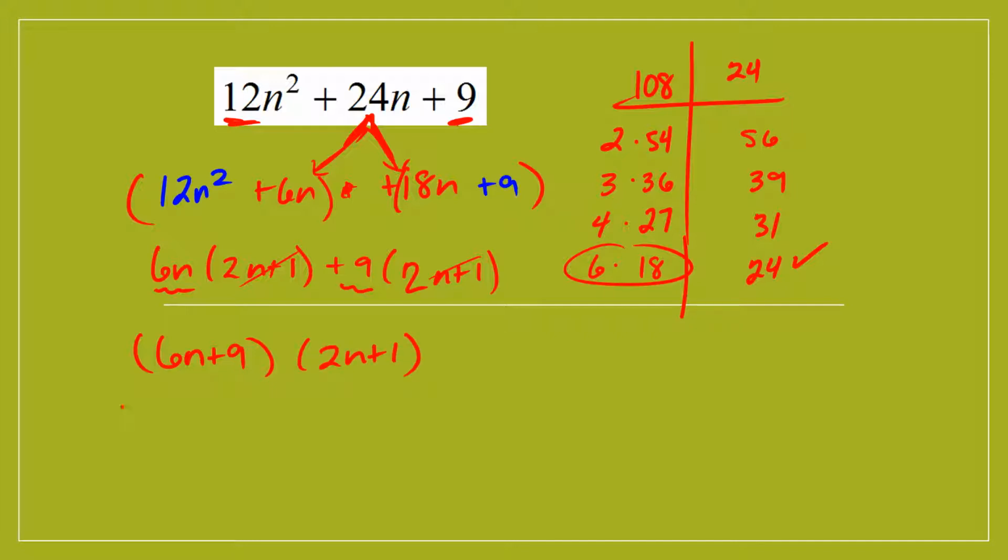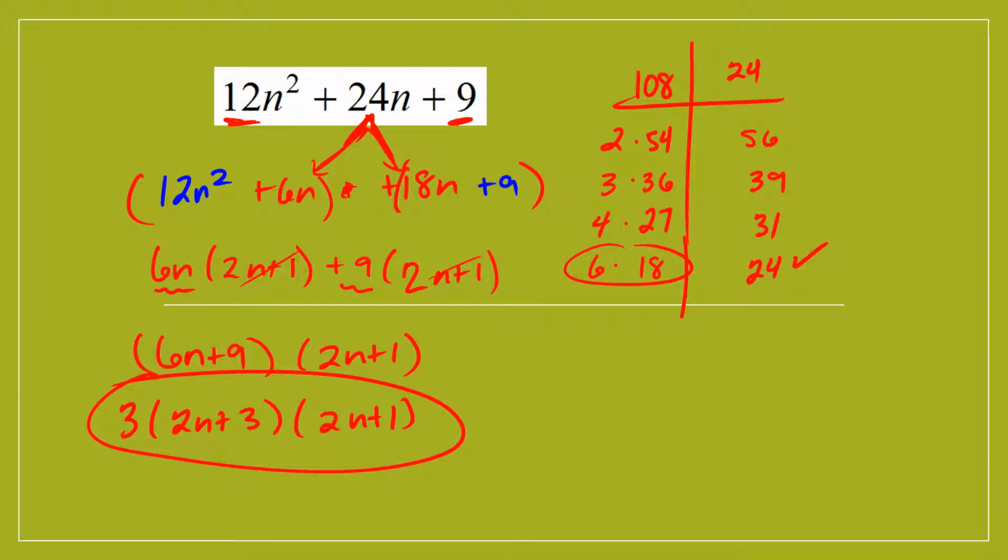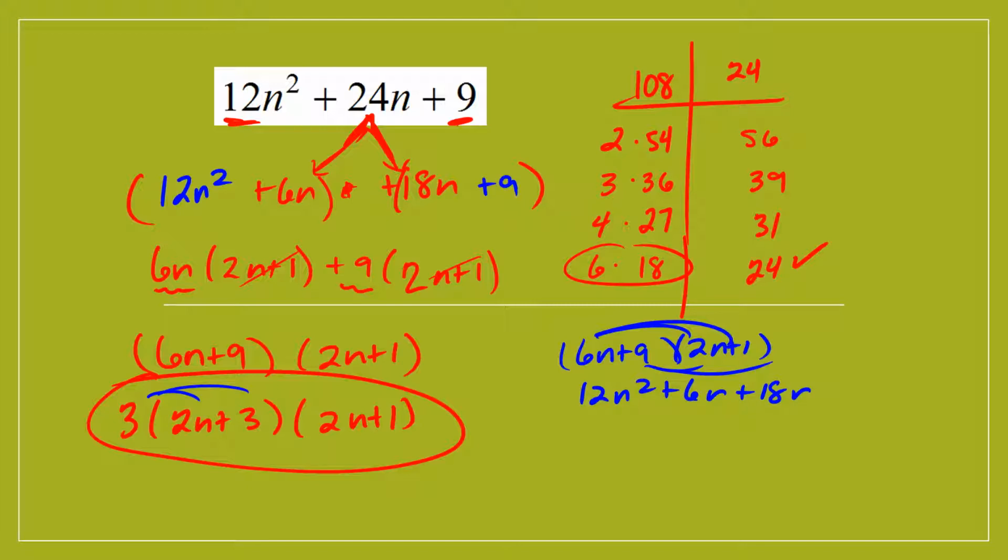And 6n plus 9, a 3 can come out, so then I'd have 2n plus 3 and 2n plus 1 for my final factors. I'll just show one time how it'll go back together. So this will give me the 6n plus 9, and then I'll have to multiply it by 2n plus 1. So that's going to give me 12n squared plus 6n plus 18n plus 9. And then when I combine like terms, I'll get 12n squared plus 24n plus 9, just to check my work.